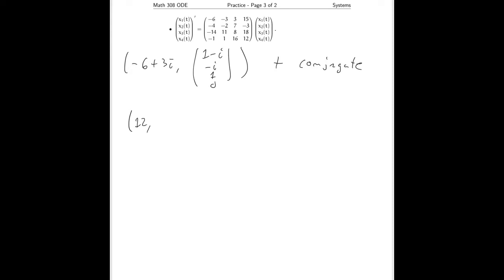We have an eigenvalue 12. The algebraic multiplicity is 2, but the geometric multiplicity is 1. So there's going to be an eigenvector and a generalized eigenvector. 1, 0, 1, 1 is the eigenvector. And then 0, 1/3, 2/3, 0, that's the generalized eigenvector. Okay.